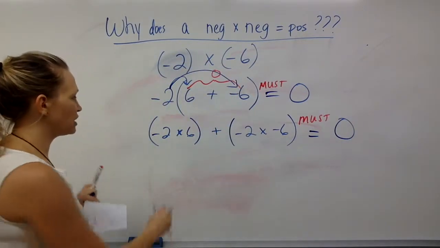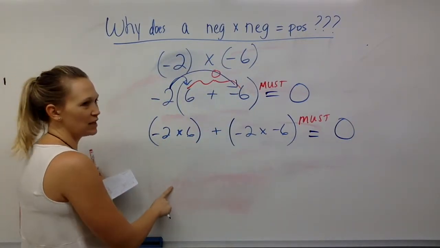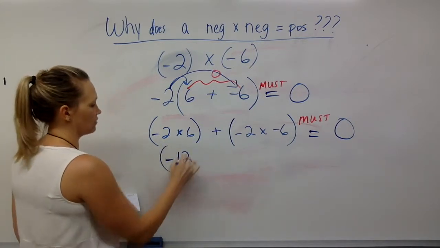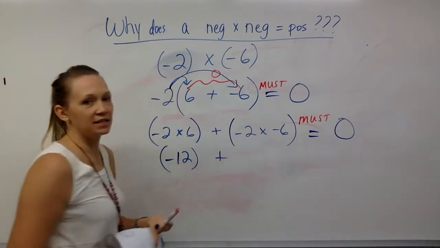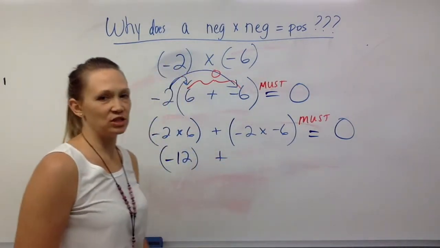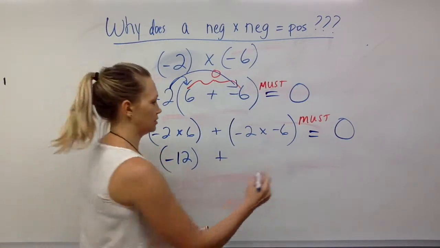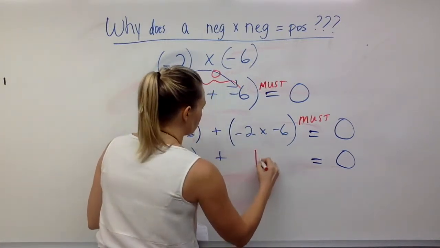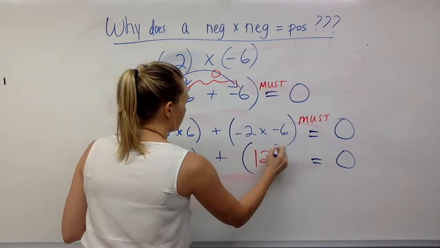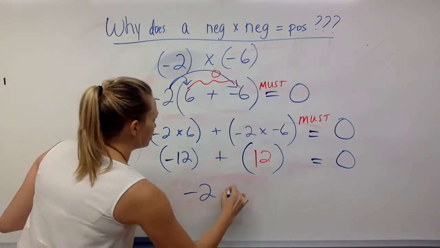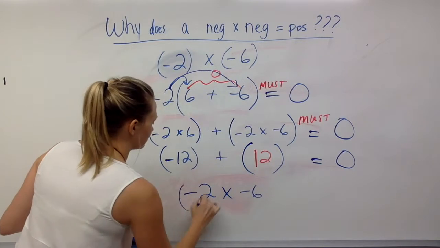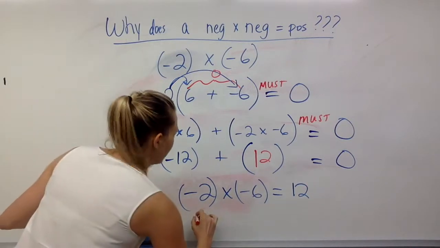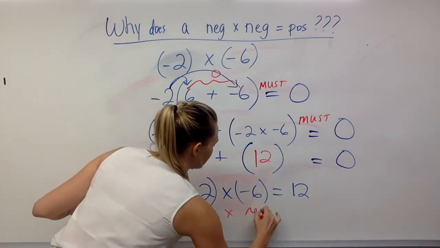Okay. All right, so this one's a pretty straightforward one. -2 times 6, we get that. That's intuitively true. We know that's going to be -12. Okay? So what must this quantity be for the answer to be 0? -12 plus what equals 0? Okay? I hope you notice that this has to be 12. It has to be a positive 12. Okay? So that means that -2 times -6 has to be 12.